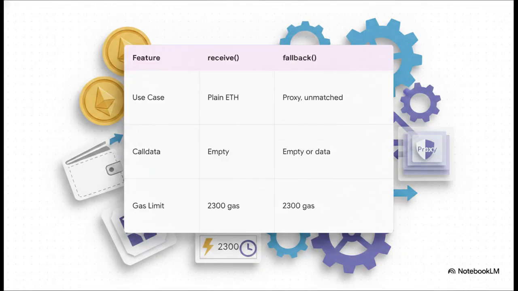This table perfectly summarizes everything we've talked about side by side. As you can see, receive is all about accepting plain ETH with empty calldata, nothing else. But fallback is incredibly versatile. It's actually the backbone of advanced Solidity patterns, like proxy contracts where you intentionally send unmatched calls so they can be forwarded to a logic contract. Also, take a look at that bottom row. When these functions are triggered via standard send or transfer methods, they are severely restricted by a strict 2,300 gas limit. Which brings us perfectly to our next point.